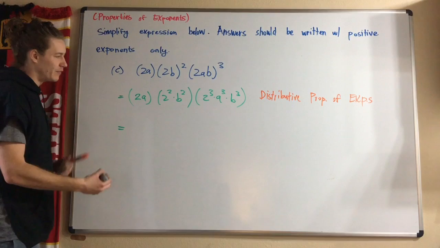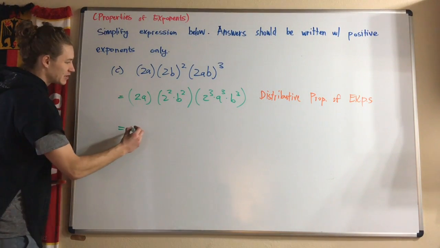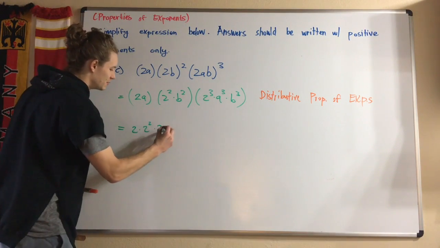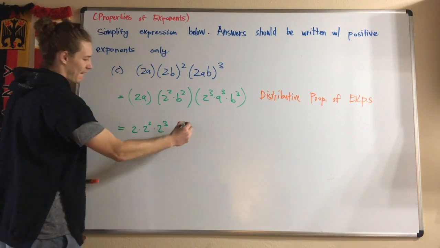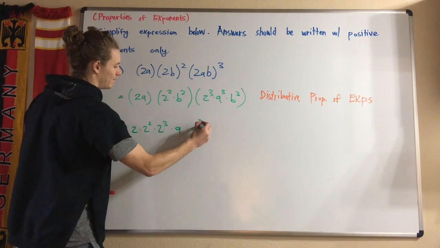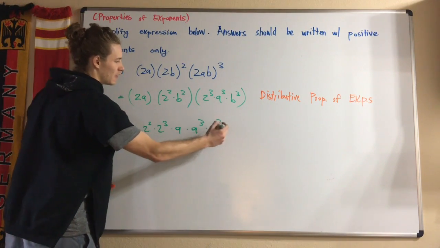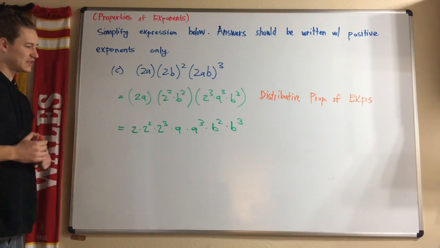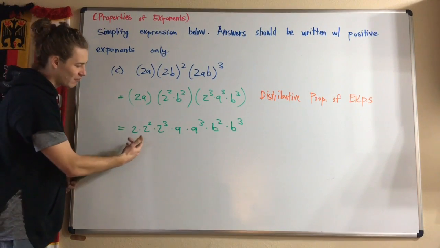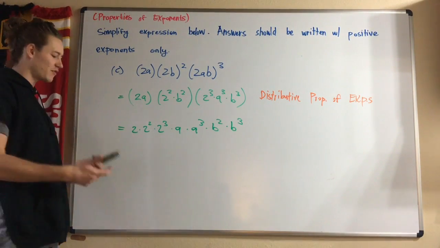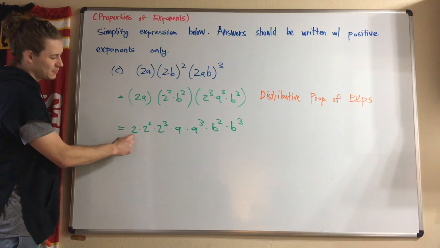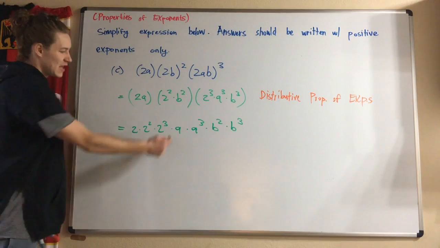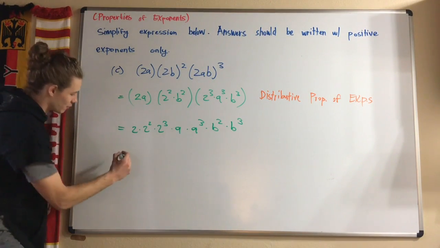And in particular, an advantageous way to look at this problem is to look at this as 2 times 2 squared times 2 cubed times a cubed times b squared times b cubed. Now when I do this, this is advantageous because now hopefully you can see we have the product of powers. So by using the product of powers rule, we'll be able to say that 2 times 2 squared times 2 cubed is just 2 raised to the 1 plus 2 plus 3. And so on and so forth with a and b.